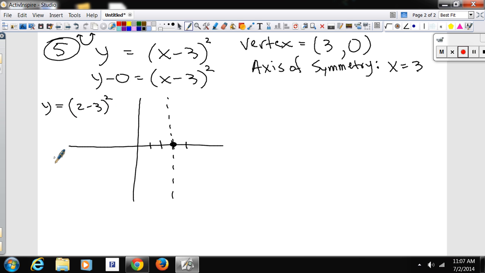What is 2 minus 3? -1. Negative 1 squared is 1. So that means that when we put in a 2, we got out a 1. And if it's a symmetrical graph, what do you think is going to happen if we put in a 4? It's also going to be a 1. So you can see where your curve is going to go right there.